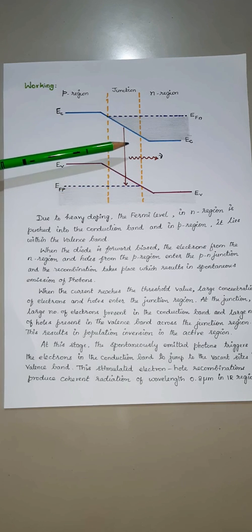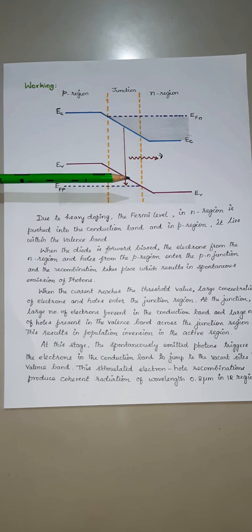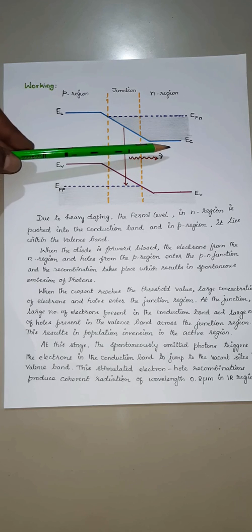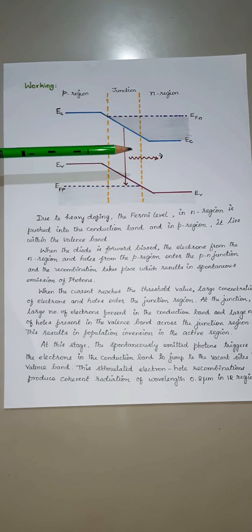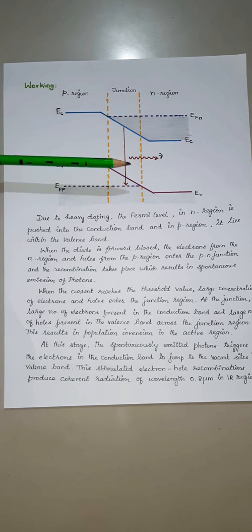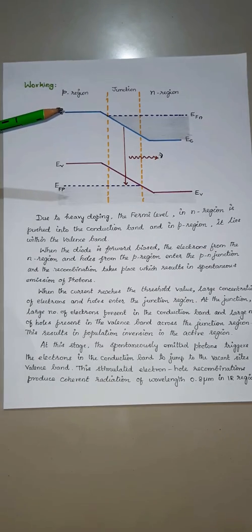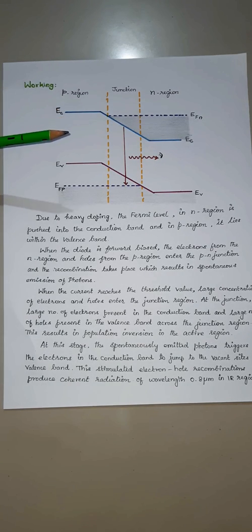This stimulated electron hole recombination produces coherent radiation in the IR range, of wavelength 0.8 micrometer. So this is how the semiconductor laser works.